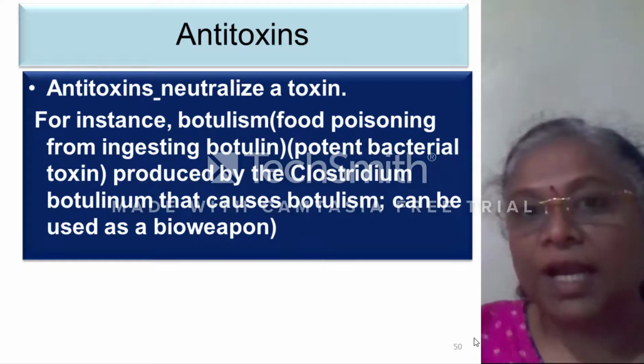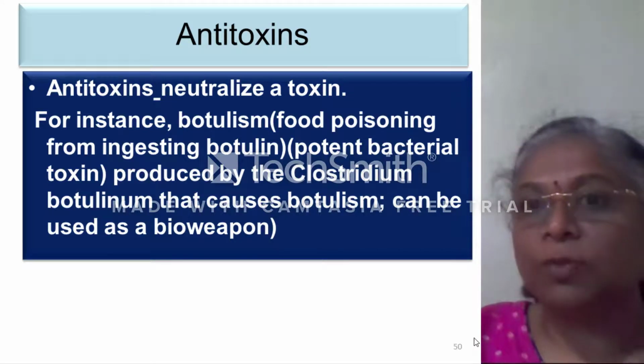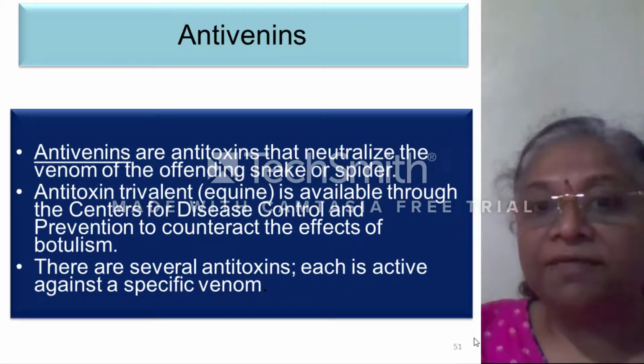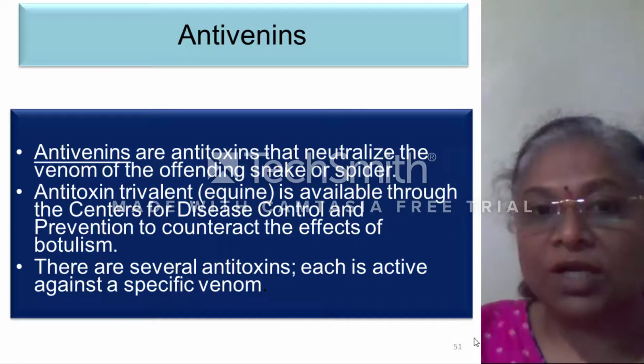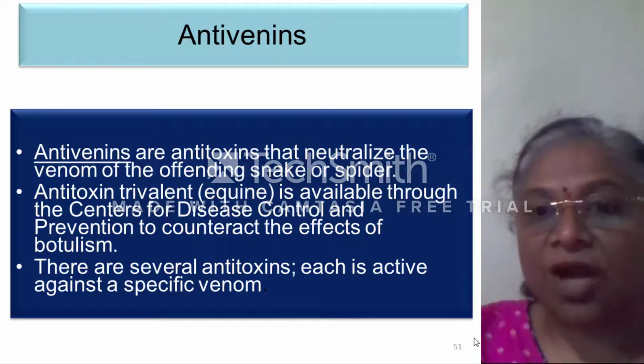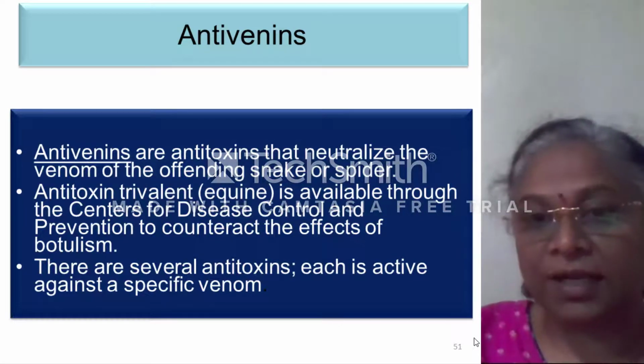Then we can use certain antitoxins which neutralize a toxin, for instance botulism, which is a food poisoning from ingesting botulinum toxin. It is a potent bacterial toxin, produced by Clostridium botulinum, that causes botulism and can be used as a bioweapon. Then antivenins, which are antitoxins that neutralize the venom of the offending snake or spider. The trivalent antitoxin is available through the Centers for Disease Control and Prevention to counteract the effect of botulism. There are several types of antitoxin and they are very specific in their action and act against a specific type of venom only.